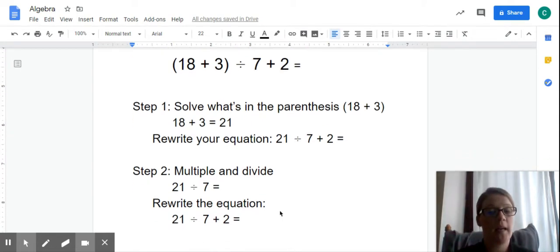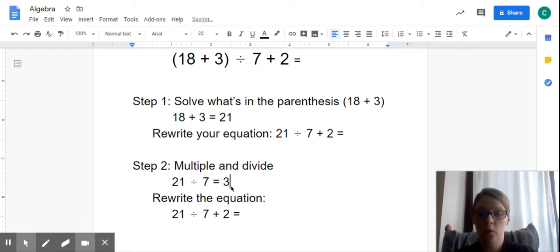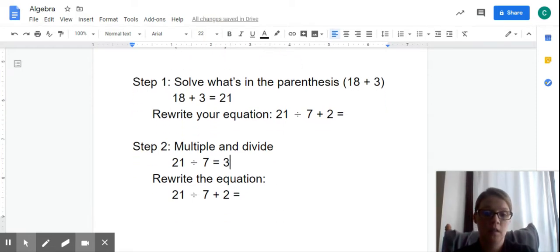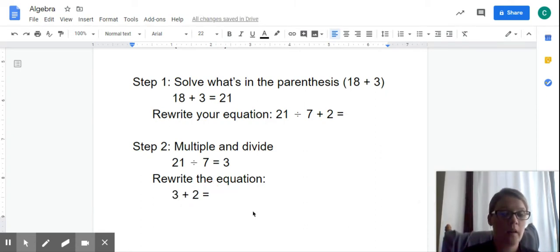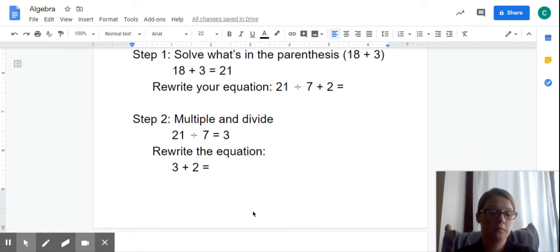Now we want to multiply and divide. So up in this equation, our division problem is 21 divided by 7. 21 divided by 7 equals 3. Rewrite that equation. So you're going to replace 21 divided by 7 with 3. And our new equation becomes 3 plus 2.